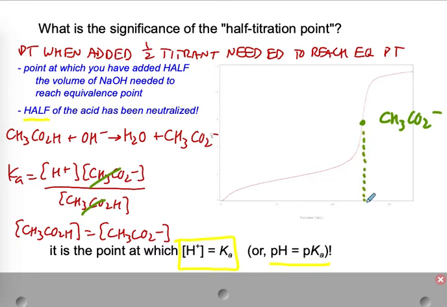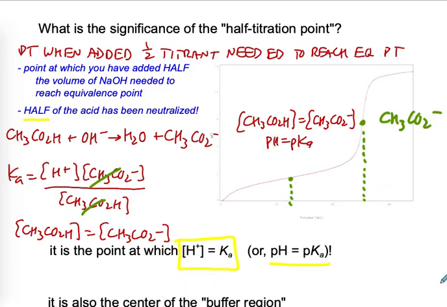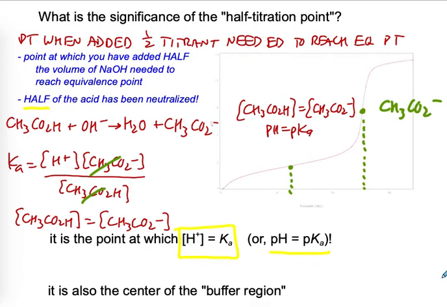If I take that volume, which on this graph looks like it's about 24, divide it by 2, go to about here, this would be equal to the half titration point. Okay? And again, at this point, the concentration of acetic acid that remains is equal to the concentration of acetate anion that I've produced. pH is equal to pKa. You will also notice that this is the center of the plateau on the graph, which we call the buffer region. The buffer region is the area centered on the half titration point where the pH is changing most slowly.